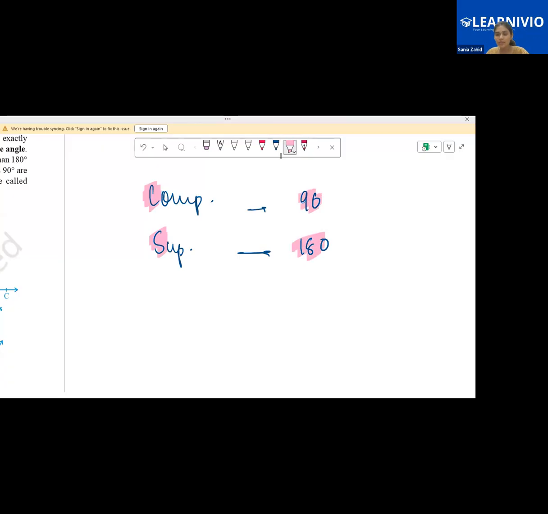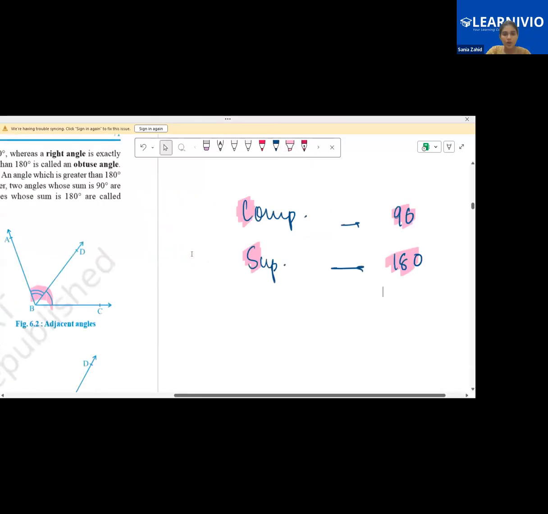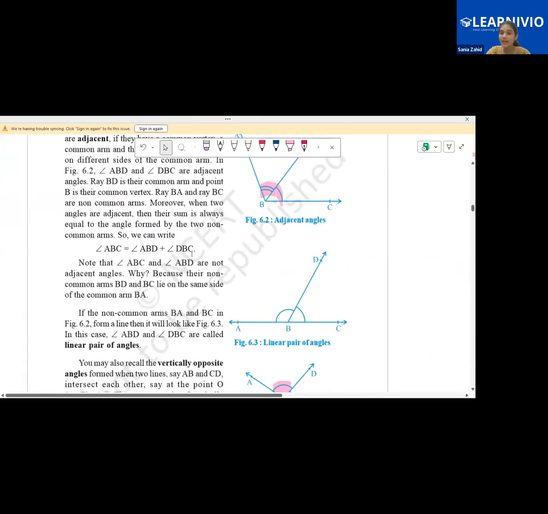So in this way you can make a mnemonic for yourself: C is smaller than S. So C, complementary angles, is 90 and not 180. And S is larger than C, so supplementary is 180. Right? Like this also you can remember this thing. So, complementary and supplementary, then we studied adjacent angles.